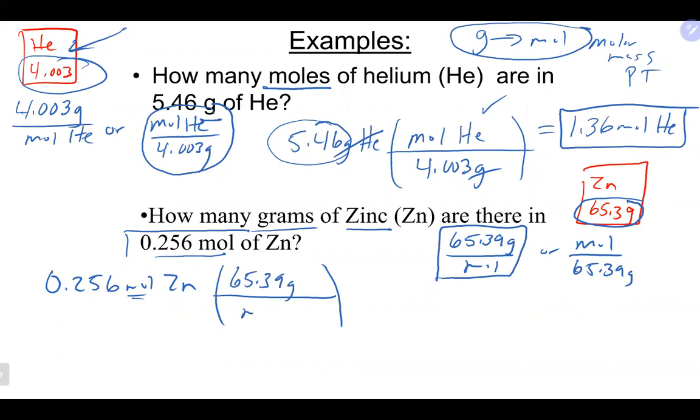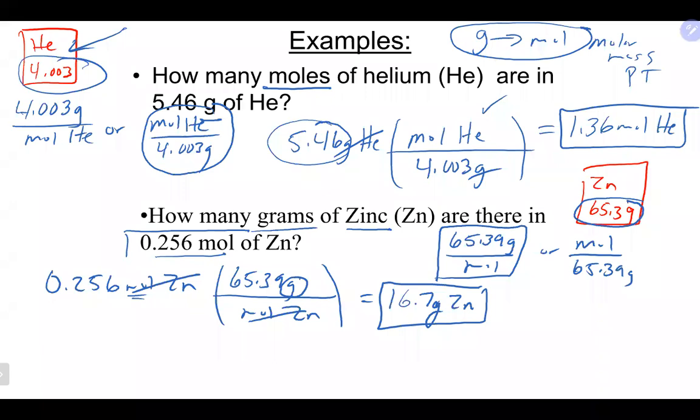65.39 grams per mole of zinc. That's going to allow the moles of zinc to cancel, leaving us with grams, which is good, and also leaving us with the 0.256. It gives us 16.7 grams of zinc in this case. Questions on those two calculations? You can think of it really as just a conversion, going to the periodic table and using the molar mass as a conversion factor.